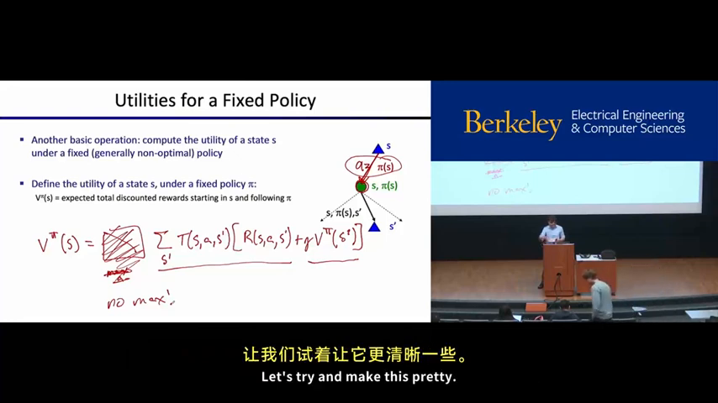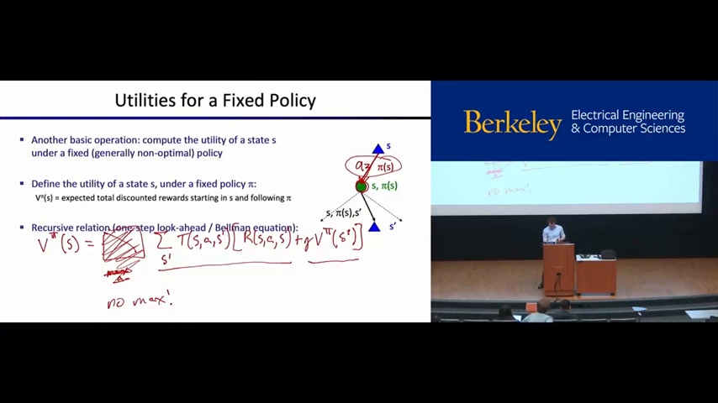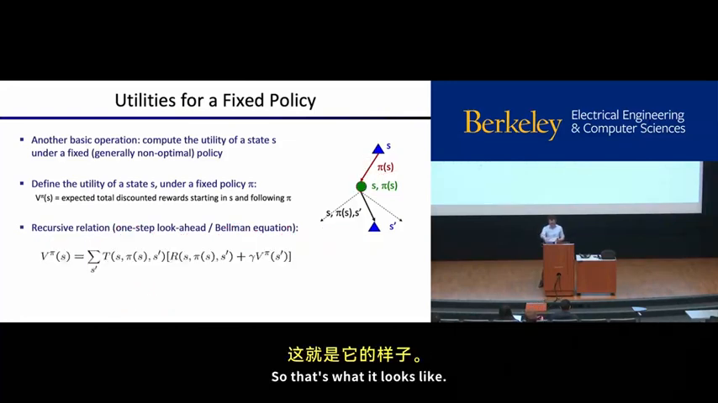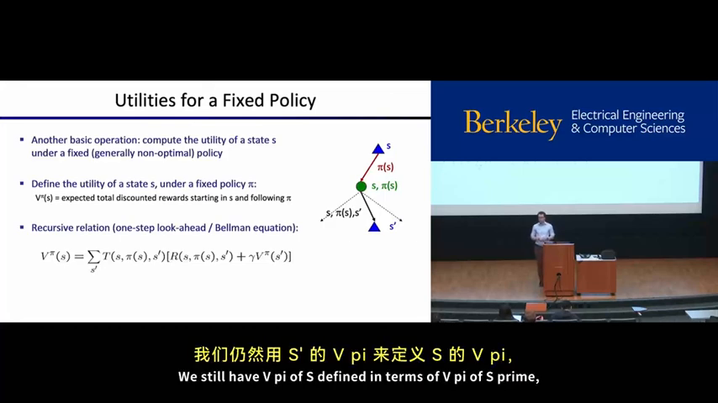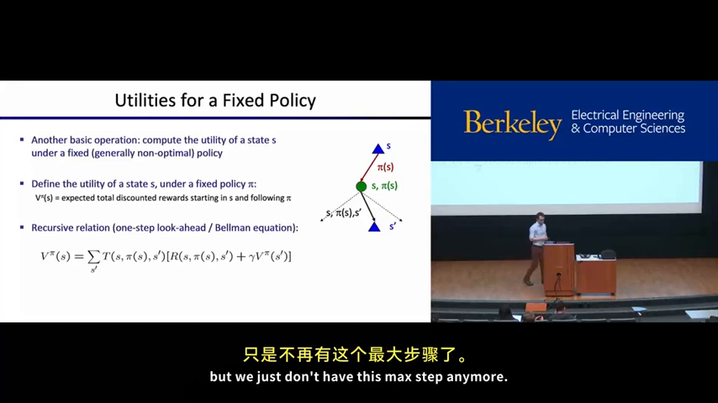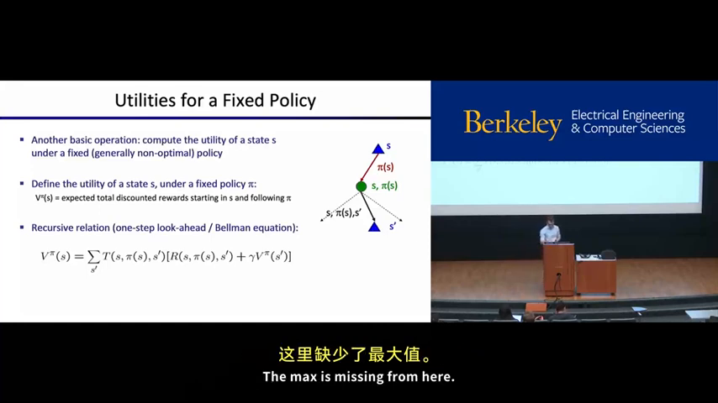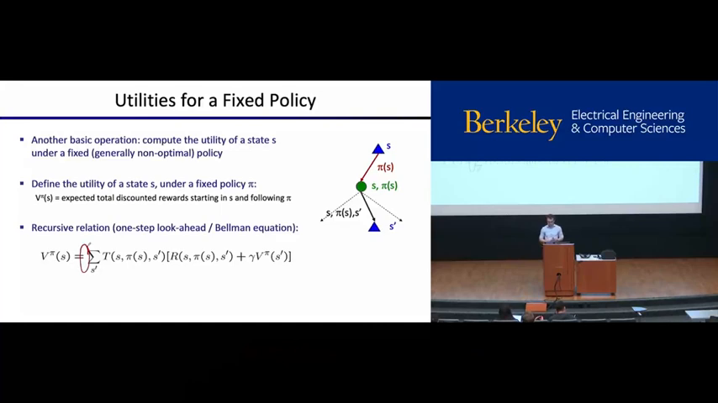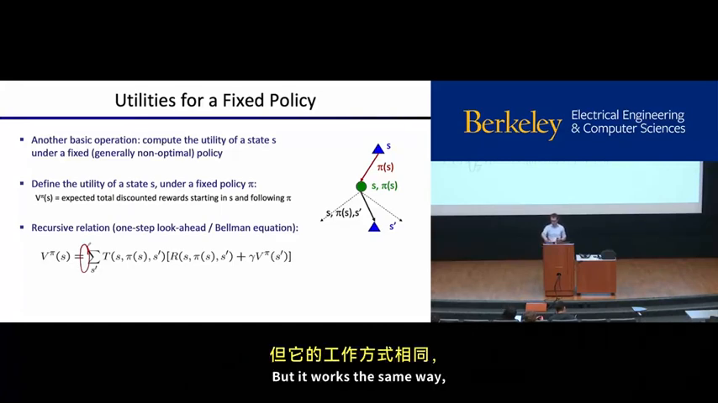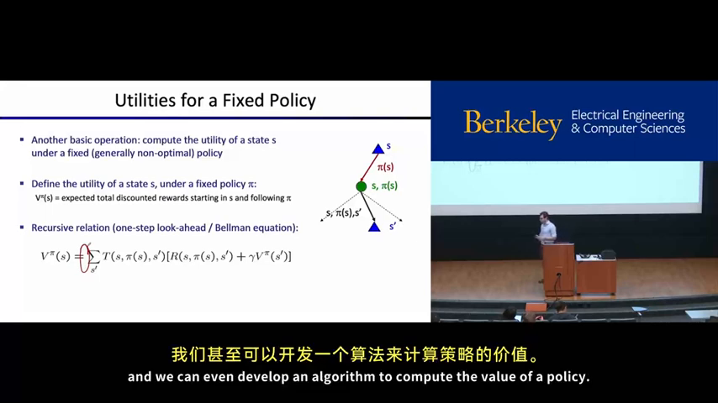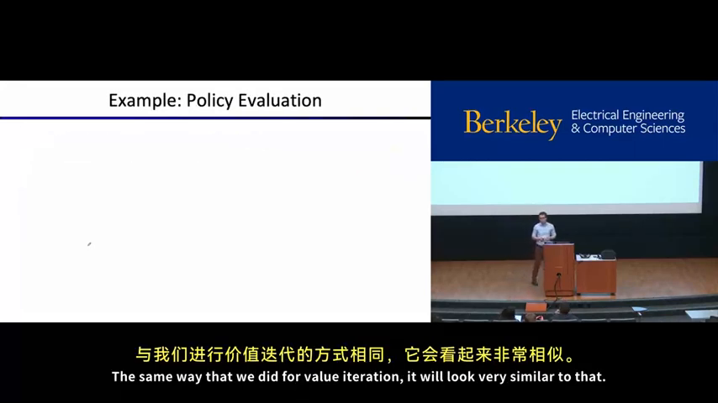Okay, let's try and make this pretty. So that's what it looks like. It's still recursive. We still have v pi of s defined in terms of v pi of s prime, but we just don't have this max step anymore, right? The max is missing from right here. But it works the same way, and we can even develop an algorithm to compute the value of a policy. The same way that we did for value iteration, it'll look very similar to that.